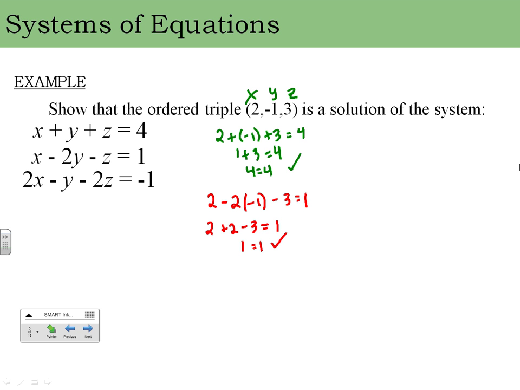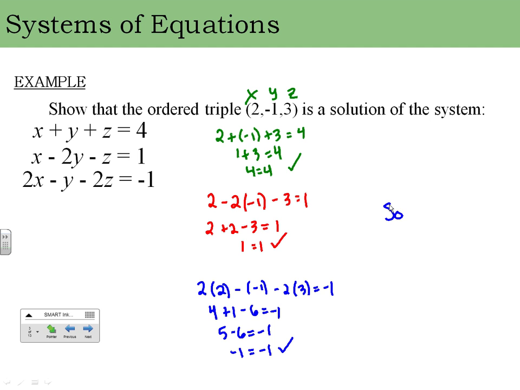That checks out. I have to plug it into my last one, so 2 times 2 minus y, so minus a -1, minus 2 times z equals -1. So 2 times 2 gives me 4. A -1 is really +1. -2 times 3 is -6. So 4 plus 1 is 5, minus 6. Well, that does give me -1 equals -1. That checks out. So the answer to this is that it is a solution to the system of equations.